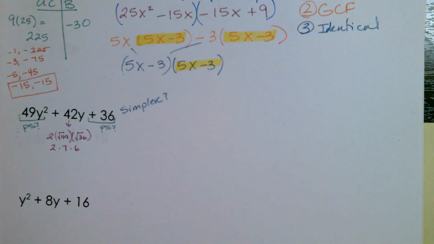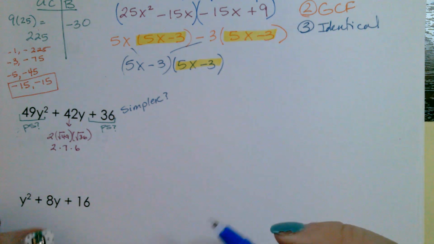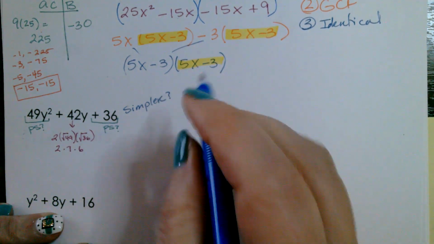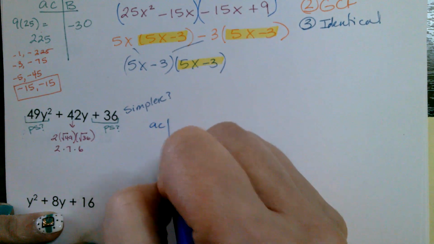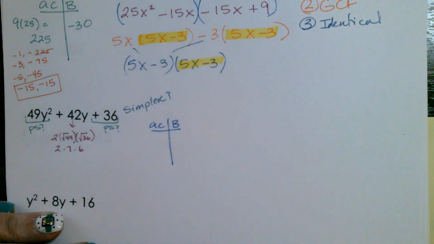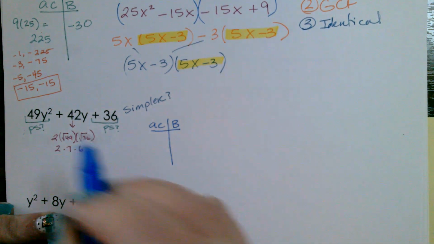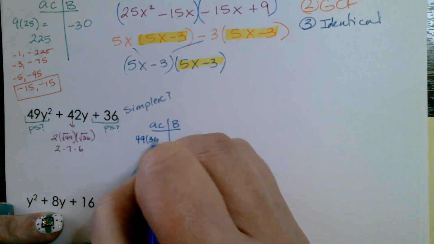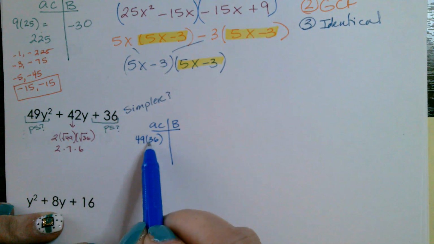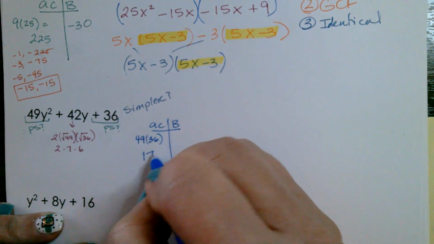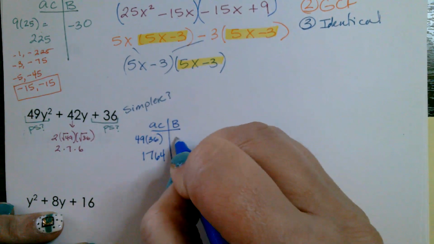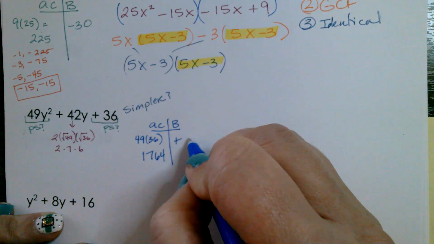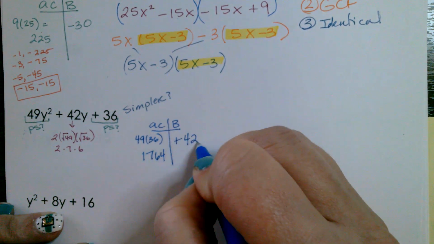Okay, my next step is to go back to what I know, and I will have to do an ACB chart. I need to confirm how we can simplify this. This is a gross problem. 49 times 36, A times C, is 1764, that has a product, a sum of 42.